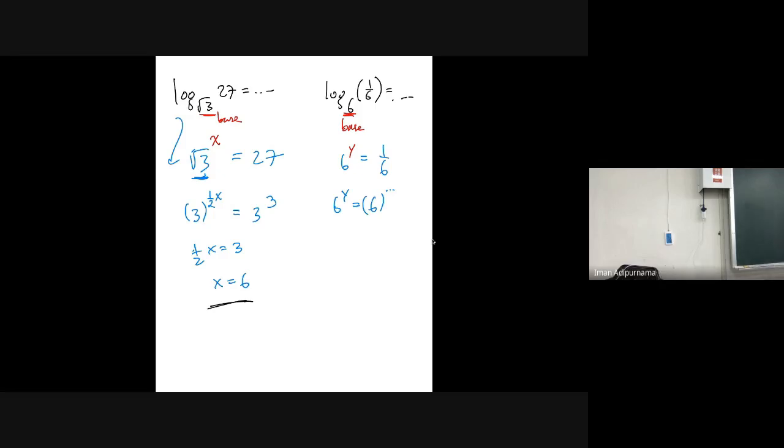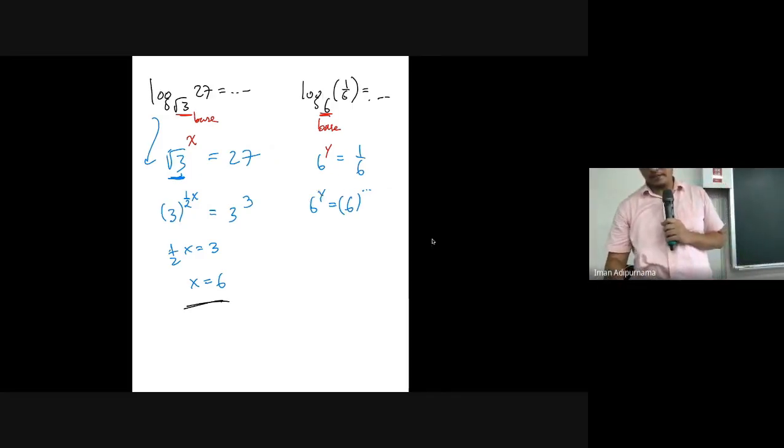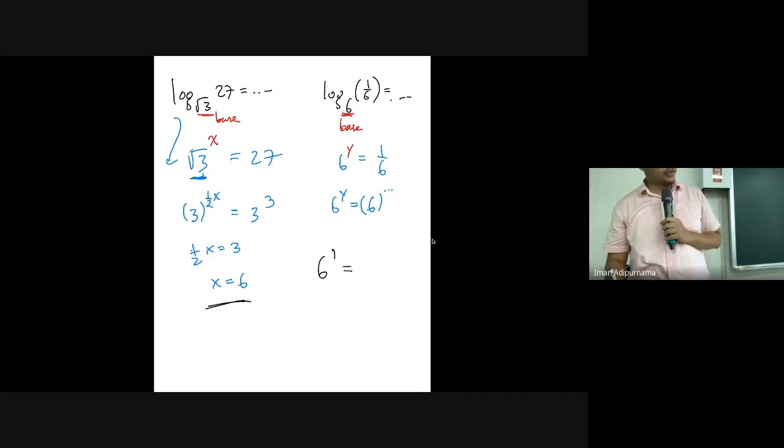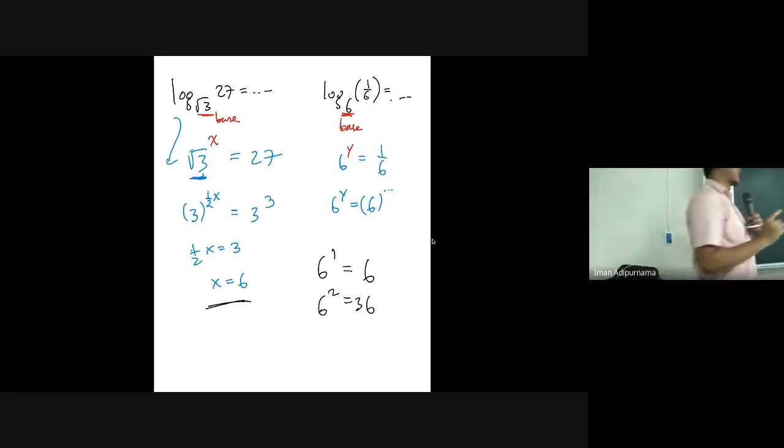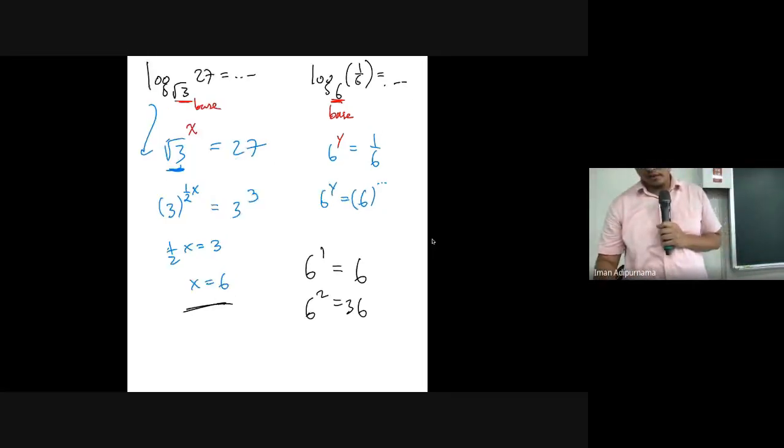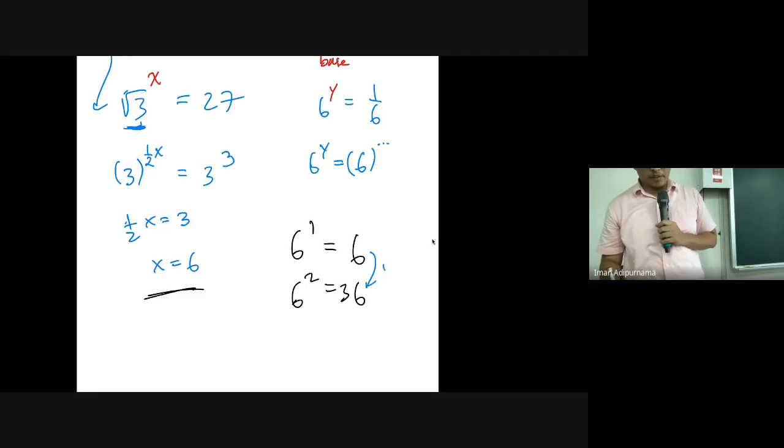Here, this is equal to 6. It's 36. Okay, how can you get 1/6? It is pretty simple. You need to multiply by 6 here, right? 6, 6, 2, 6, 6, right?